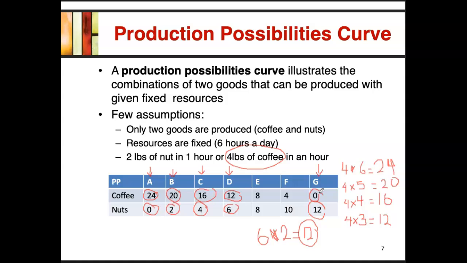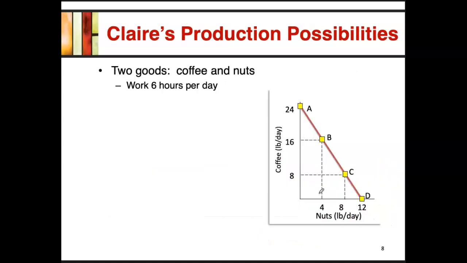Okay, and based on this, we can actually draw a graph. Remember, we economists always like drawing curves and graphs. So again, we're going to draw a graph to actually illustrate our points. Now we have Claire's production possibilities. We assume 2 goods, coffee and nuts, and we assume that her resources are basically fixed. Right, so she works 6 hours a day.